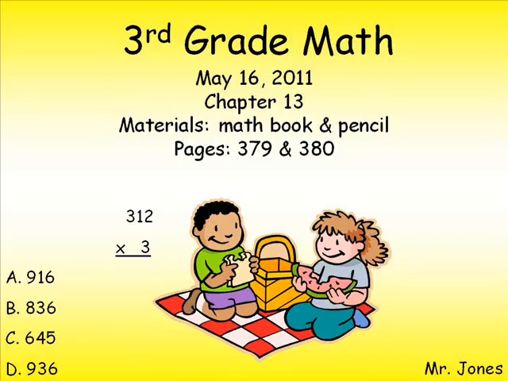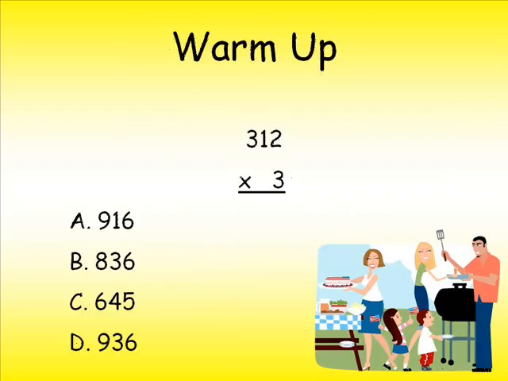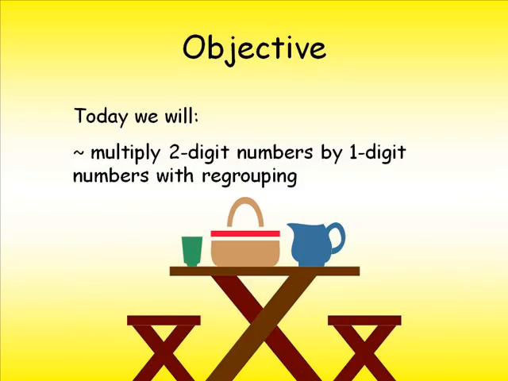The first thing that we do is start our class with a warm-up question. In this slide, the students are asked to multiply 3 times 312, and the students will be able to select the correct answer, whether it's A, B, C, or D. My objective today is to multiply 2-digit numbers by 1-digit numbers with regards to regrouping.